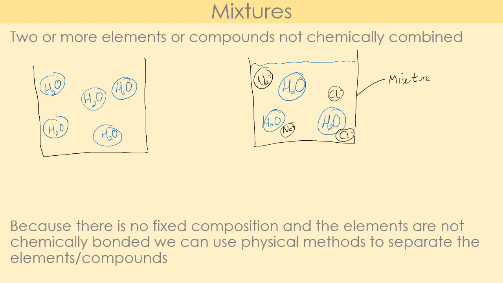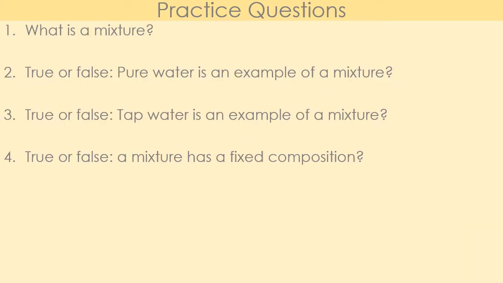There's no fixed composition, so we can have any amount in there, we have varying amounts of each one in there, and there's no chemical bonds between the different elements or compounds. We can use physical methods to separate the elements and compounds. We're going to have a look at those in this video, but first some questions.